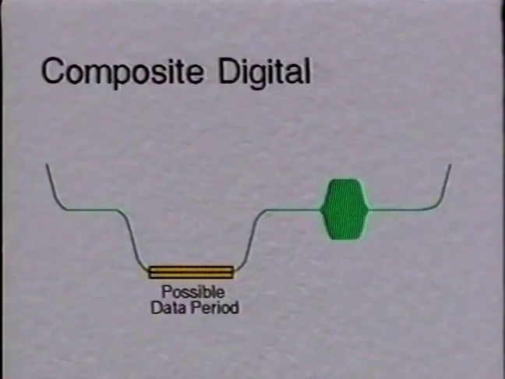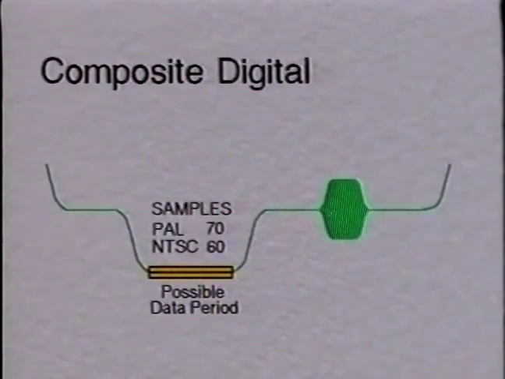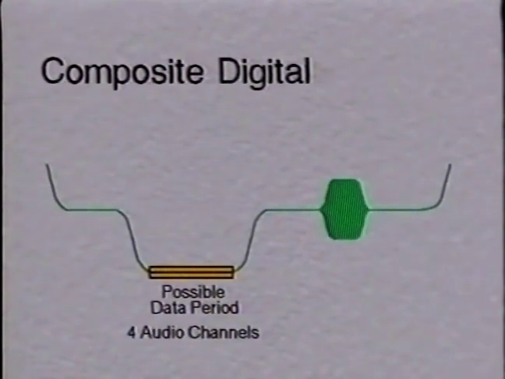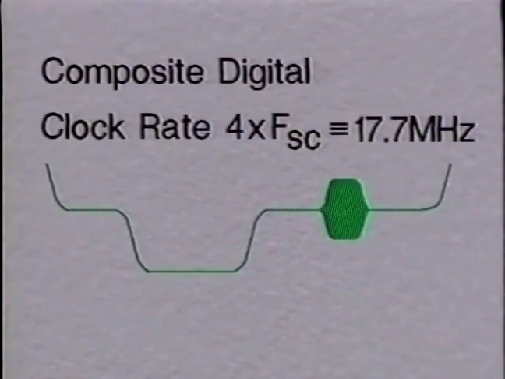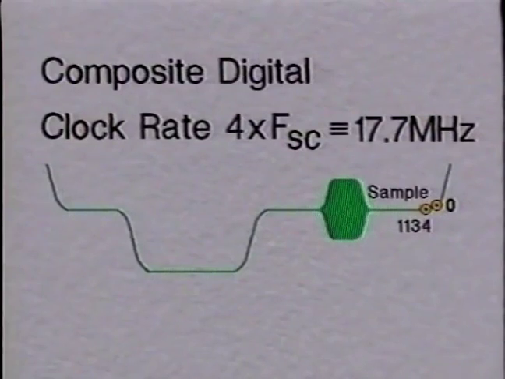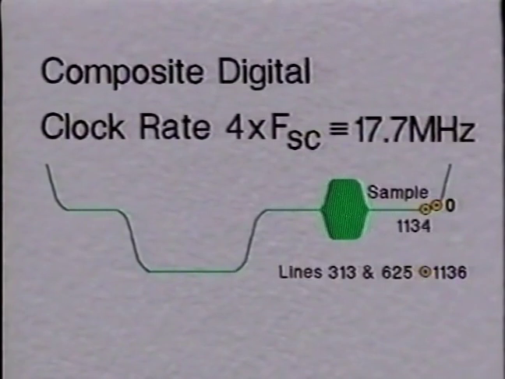The horizontal blanking period has less space for inserting ancillary data, and this does restrict a composite system to effectively 4 channels of sound. The clocking rate for composite is 4 times subcarrier, 17.7 MHz, giving 1135 samples per total digital line, 0 to 1134, except lines 313 and 625, which have 2 extra samples, making a total of 0 to 1136.